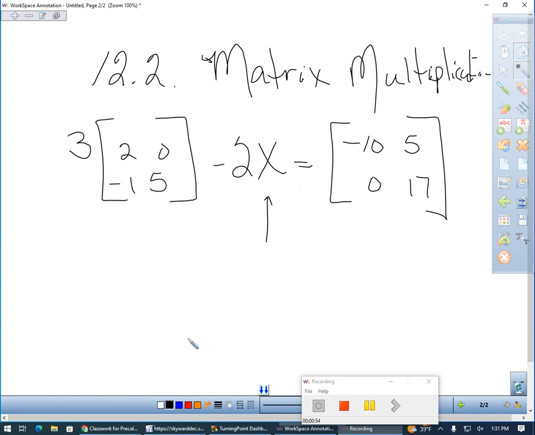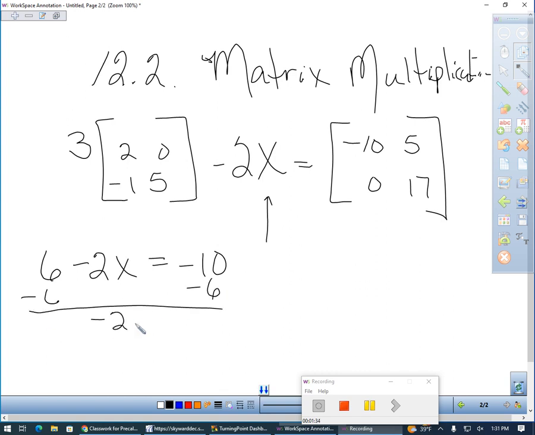So what I'm going to ask you to do is set up 4 small equations to find X. The first equation, if I start at the beginning, is 3 times 2, which is 6, minus 2x equals negative 10. And now I'm going to ask you to solve this first little equation. So I'm going to subtract 6 to the other side. I have negative 2x equals negative 16. Dividing by negative 2, what is going to be the first element in matrix X? 8. Good. x equals 8. It's going to be our first one.